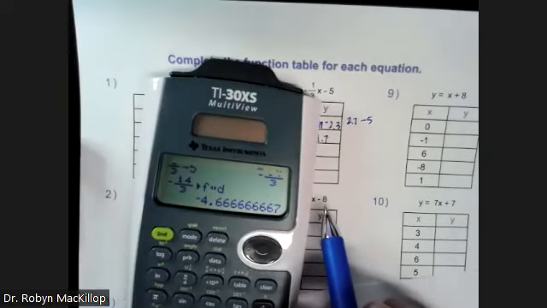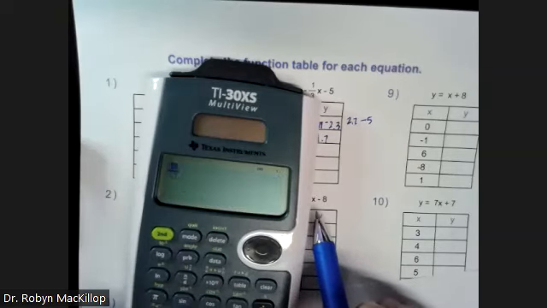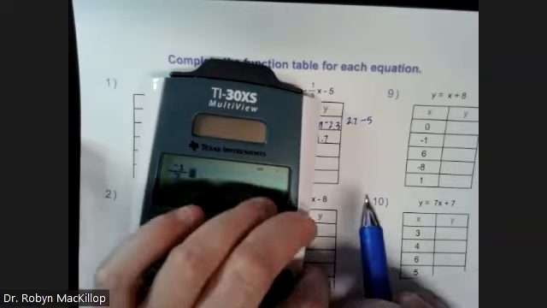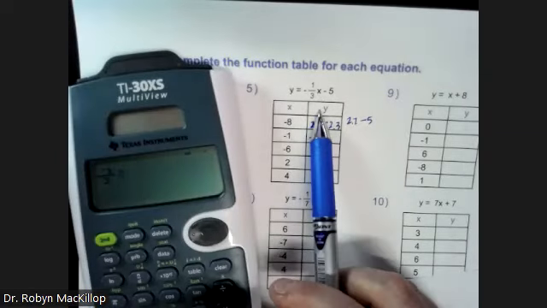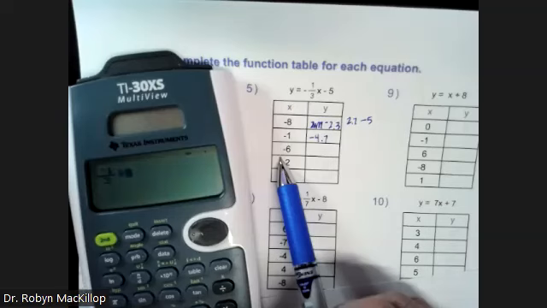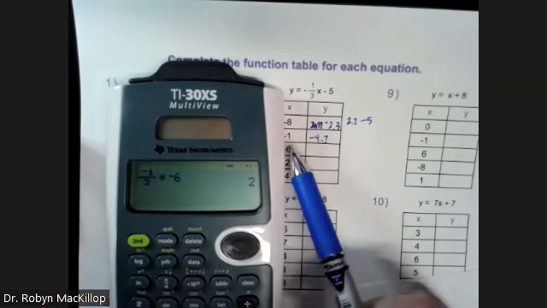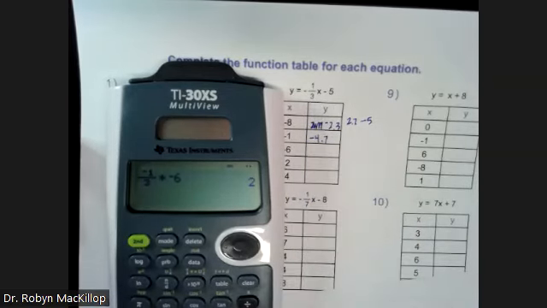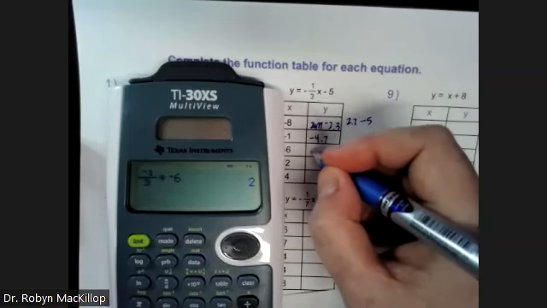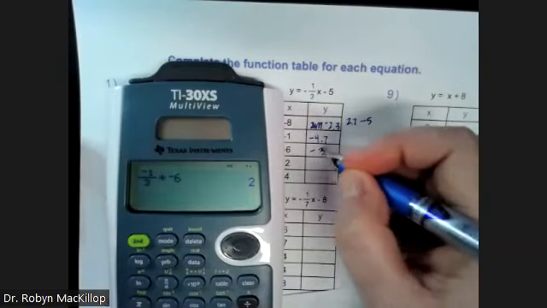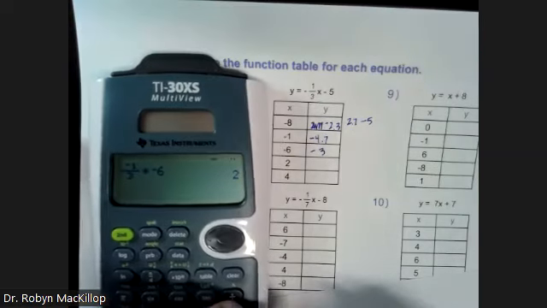All right, and then -1/3 times -6. I'm going to do that one on the calculator. Fraction button, -1, arrow down, 3, get out of fraction mode. And that was times -6. Make sure you can see that. 2. So 2 minus 5 is -3. Kind of cool, huh?